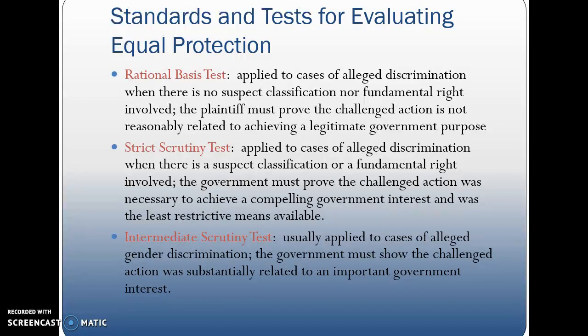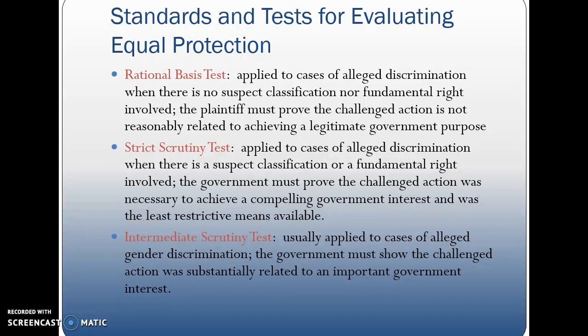So the strict scrutiny test says if we are going to interfere with a protected class or a fundamental right, protected class is religion, fundamental right is the freedom of religion under the First Amendment, then the government must have a compelling government interest. In this example, the compelling government interest would be we need to know who you are for identification purposes. And this is the least restrictive means available because we're only requiring that you do this in order to get a government issued identification card. So, the strict scrutiny test.